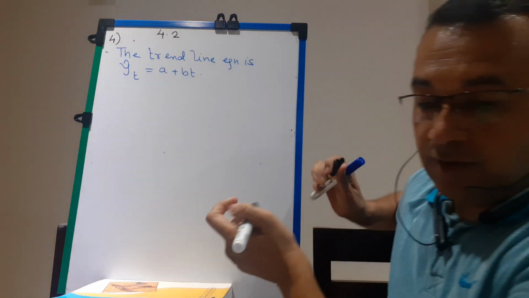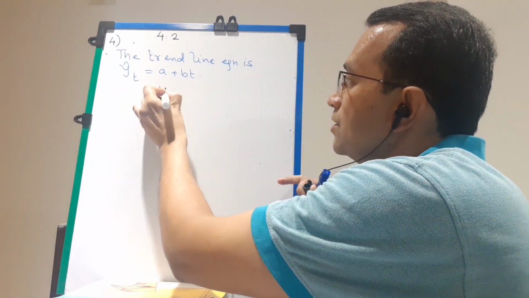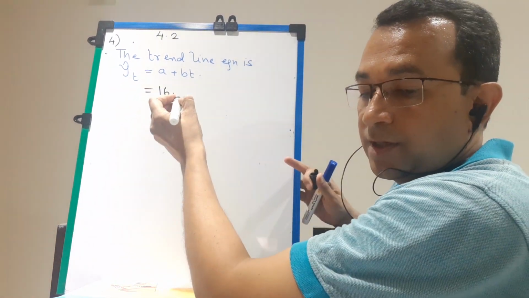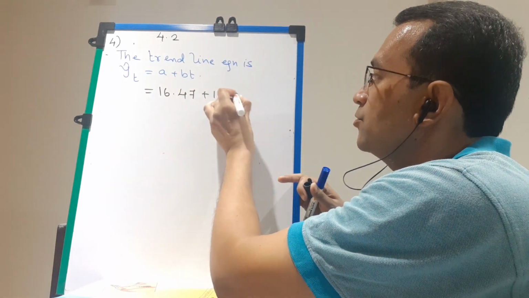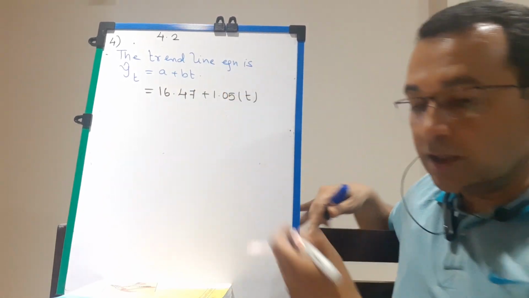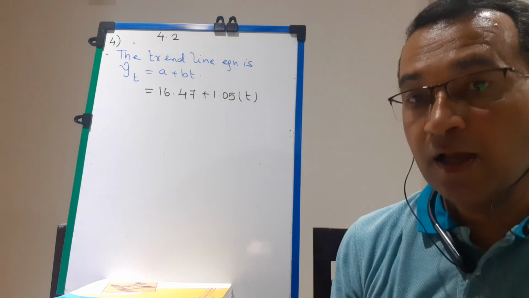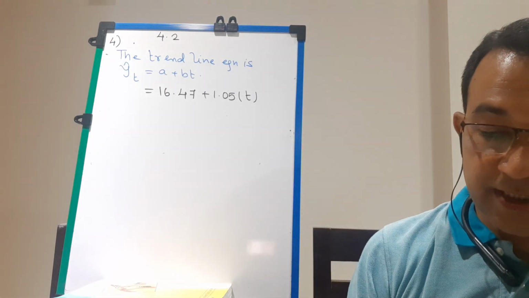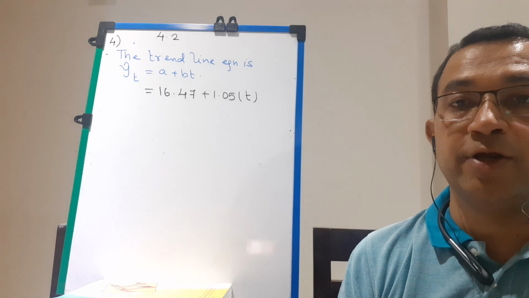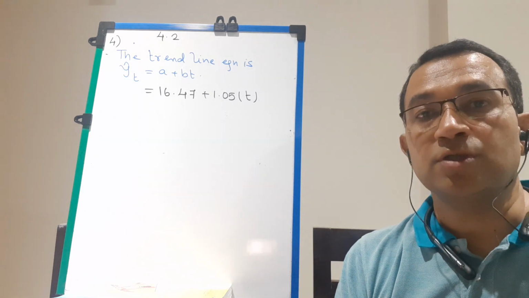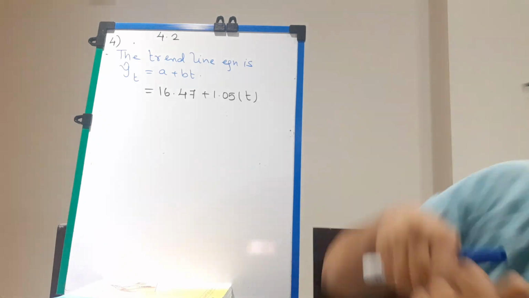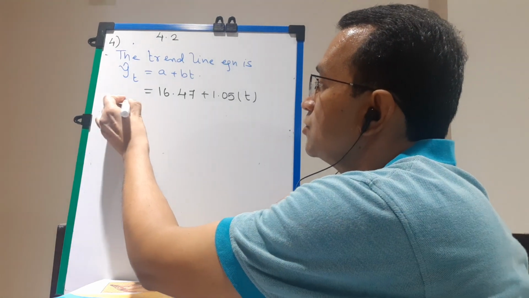Yt cap is equal to 16.47 plus 1.05 into T. Now we are told to find the estimate, students, for the year 2021. Now gap is 10, 2011 is 5, so 2021 will be 6. So t is equal to 6.